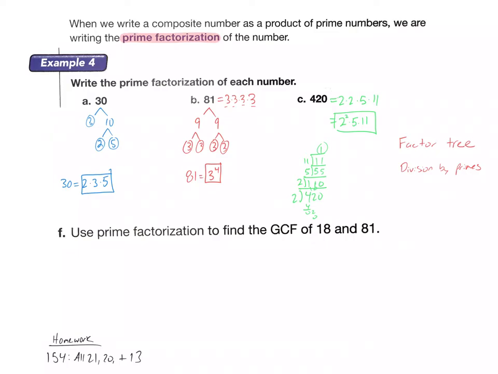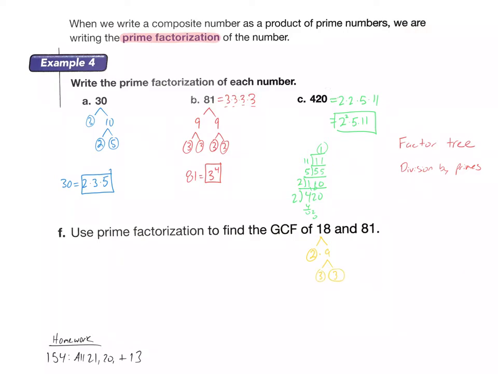Now this next part says use prime factorization to find the GCF of 18 and 81. Now remember, GCF stands for greatest common factor. So the biggest number that's a factor of both of those. So let's go ahead and find the prime factorization of 18, because we did 81 up here already. I think of 2 times 9. 2 is a prime number. 9 is 3 times 3.